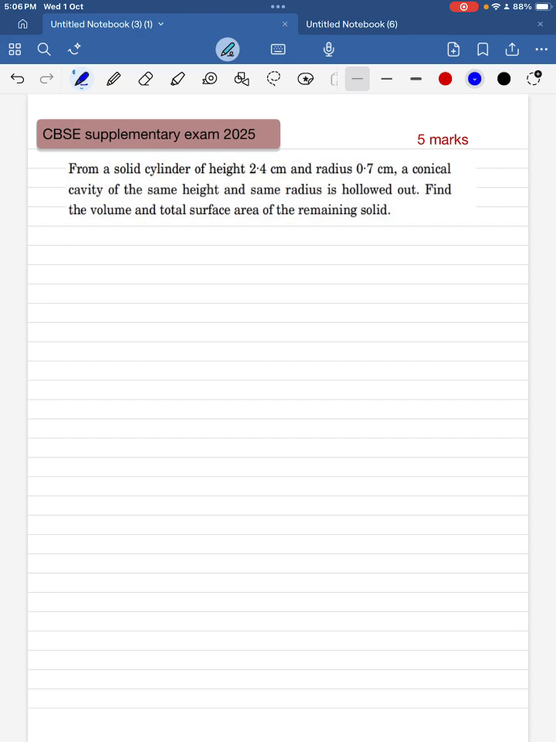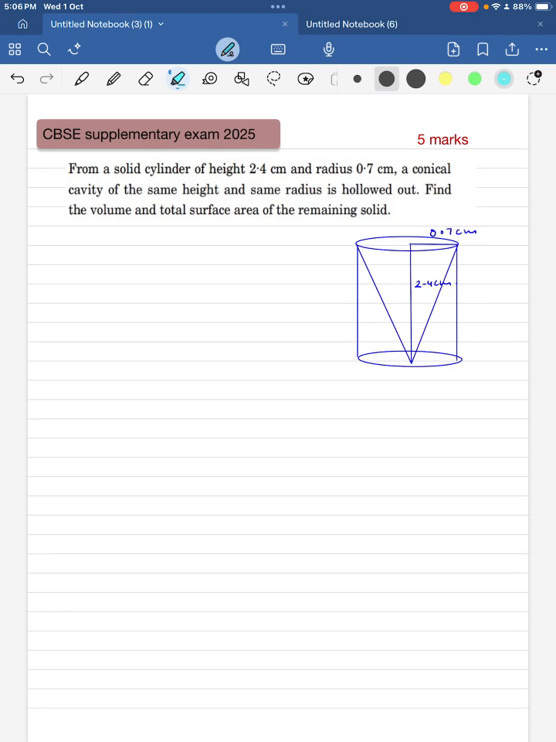Now they've said that there's this cylinder here out of which a cone is hollowed out, which means it's dug out of this cylinder. So there's this cylinder out of which the conical cavity is dug out. And the height of this conical cavity is as much as the height of the cylinder, and the radius is the same as the cylinder's. So the radius is given as 0.7 centimeters and the height is given as 2.4 centimeters. And here they've asked you to find out two things. You have to find the volume and the total surface area of the remaining solid.